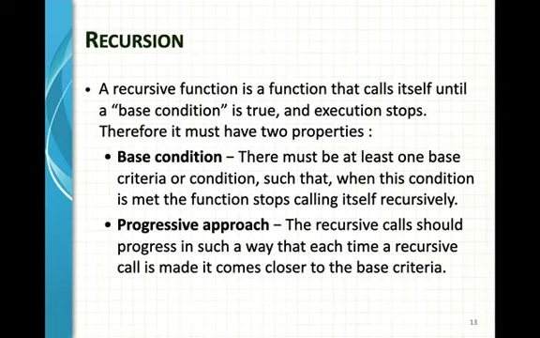Now finally, at the last topic we have reached, that is recursion. A recursive function is a function that calls itself until the base condition is true and the execution stops. So recursion has two main properties: base condition and a progressive approach. What is a base condition? There must be at least one base criteria or base condition such that when this condition is met, the function stops calling itself recursively.